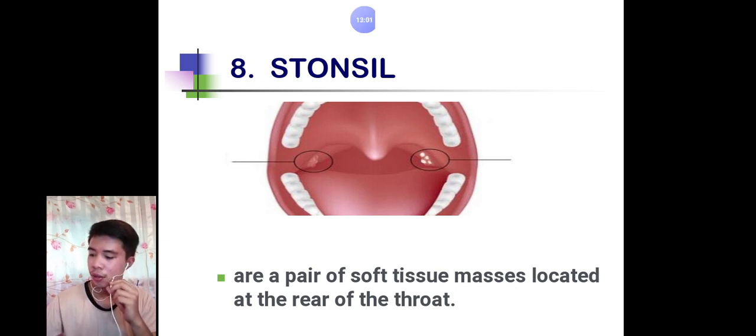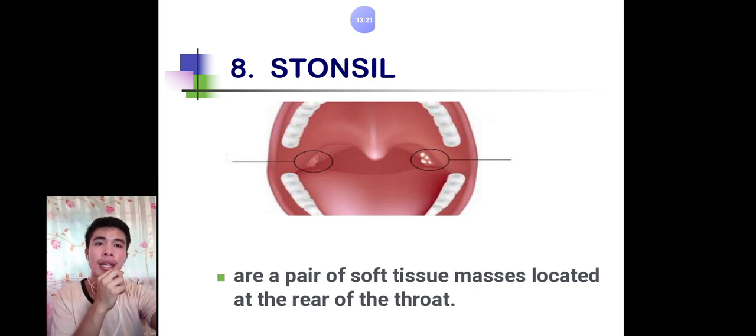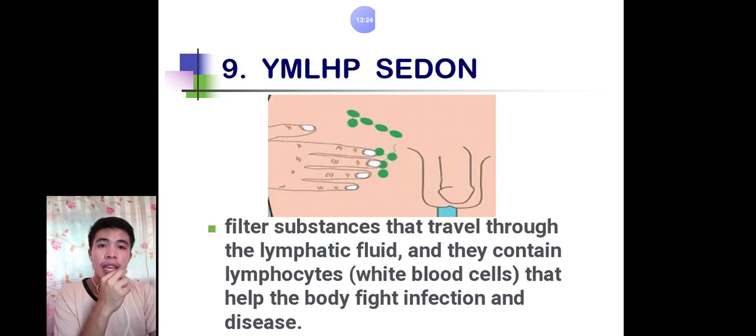10 items lang po tayo, for a short activity lang. A recap lang to the last discussion and also for today's discussion. 5 seconds. 4, 3, 2, and 1. So number 9: it filters substances that travel through the lymphatic fluid and contains lymphocytes, white blood cells that help the body fight infections and diseases. Your time starts now.